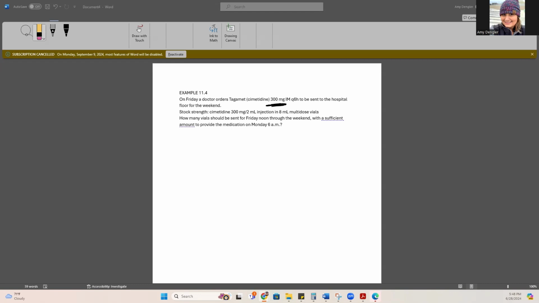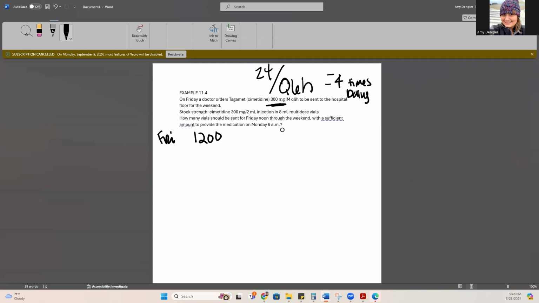So if they're doing the medication every 6 hours, we know that's 4 times a day. If we don't, we can take 24 and divide it by the number in between Q and H, and that would give us 4 times a day. We need to start giving this med at 1200 hours on Friday. And then we need to give it every 6 hours from there.